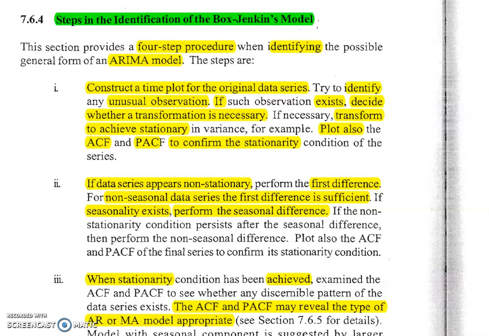Students must remember to also plot the ACF and PACF in order to confirm the stationarity condition. If the data series appears not stationary, we need to perform the first difference. For a non-seasonal data series, the first difference is sufficient. If seasonality exists, perform the seasonal difference. When the stationarity condition is achieved, we can identify the ARMA model by looking at the ACF and PACF plots.